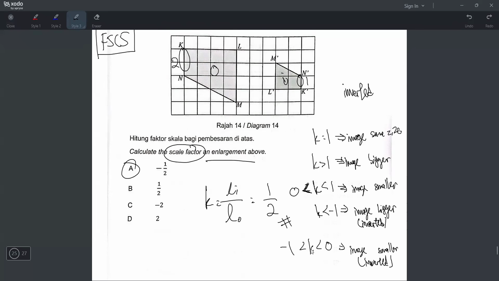If you want to know whether the image is bigger or smaller, we only focus on the value. We don't focus on the positive or negative. If the value is bigger than 1, then it's getting bigger. If it's smaller than 1, then it's getting smaller. The negative only affects the inversion. It means the image will be inverted, and also the object and image will be at the opposite side from the center.